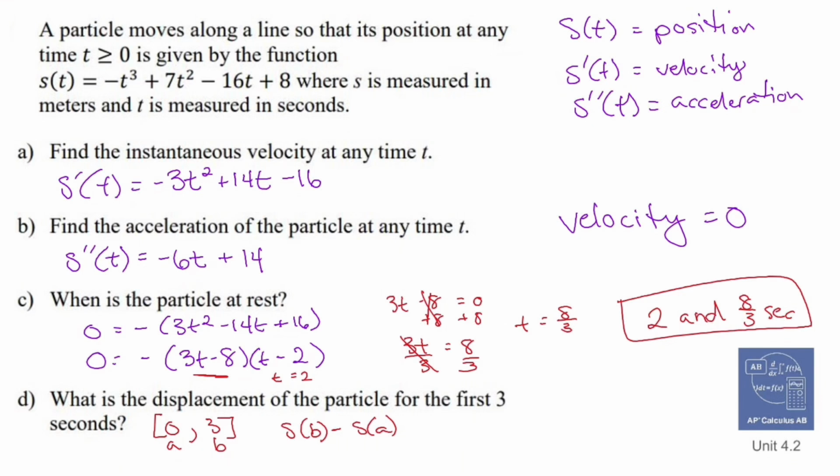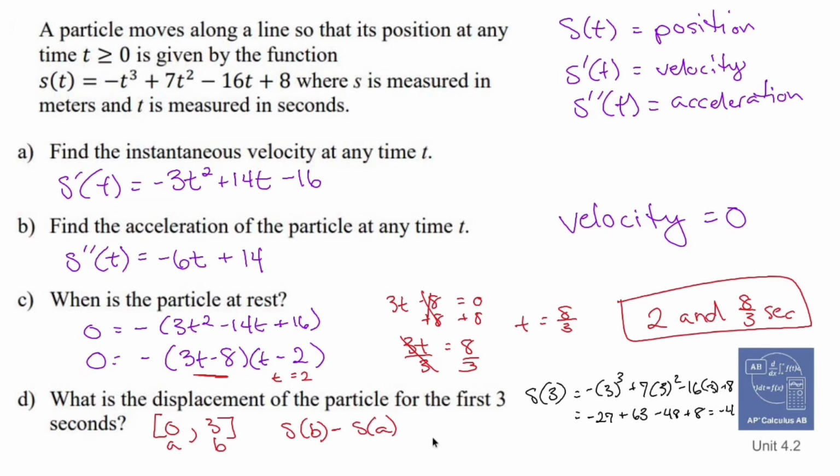Okay, so let's find out what S of B, which is S of 3, is. S of 3 is going to be negative 3 cubed plus 7 times 3 squared minus 16 times 3 plus 8. So that's going to be 27. Let's attach a negative to it. 9 times 7 is going to be plus 63, minus 48, plus 8, which is going to equal negative 4. So this particle is like 4 feet underground, whatever that means.